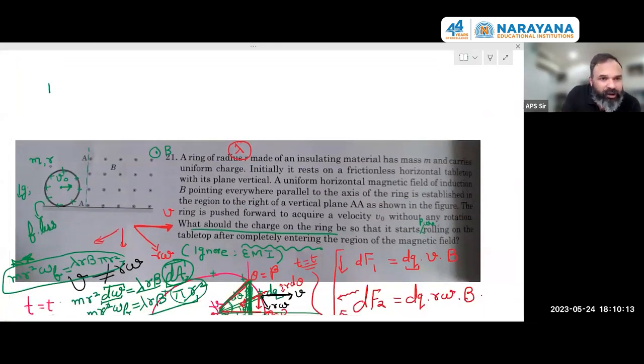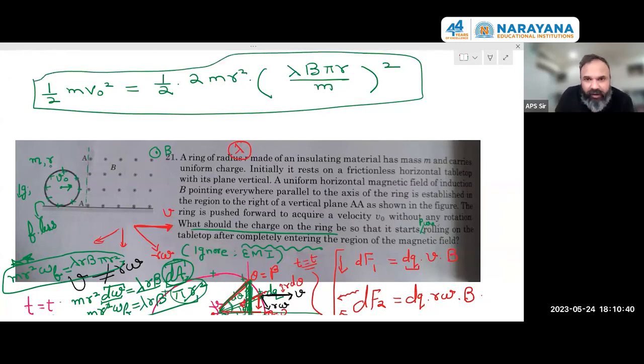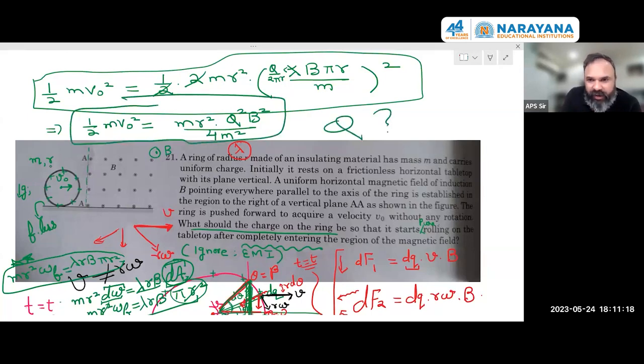What I'll do is I have got half m v naught square is half ICOR, which is 2 m r square, into omega final square. And omega final I have written as lambda b pi r divided by m. Just focus on this equation which can give you the answer. Here, lambda is the total charge that you have to write. So lambda you have to finally write as total charge divided by 2 pi r. One more step and then I'll leave this question. It is half m v naught square is equal to this cancels, so it is m r square. What I'm getting from the bracket is a q square b square. This term, pi r will cancel out. And I'll have a 2, so I'll have 4 m square. Just calculate q from this and that will be the answer to the question.